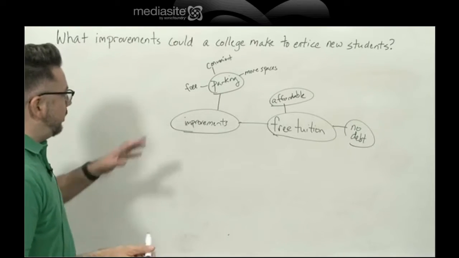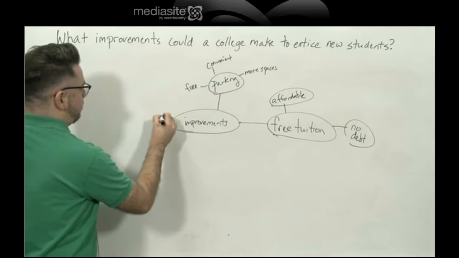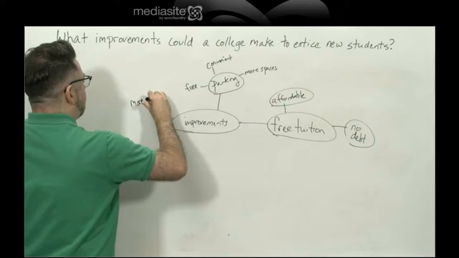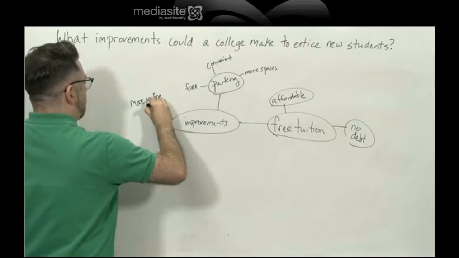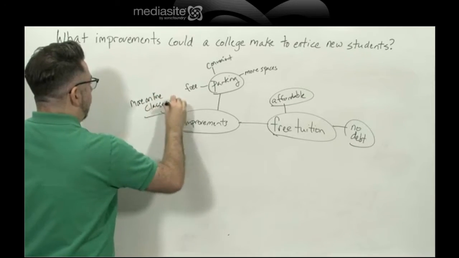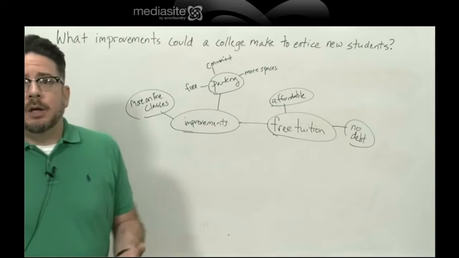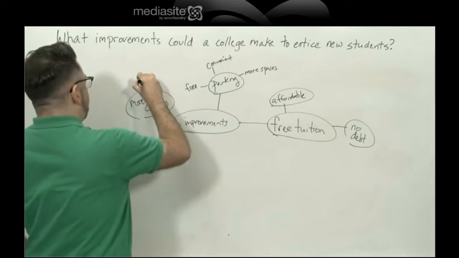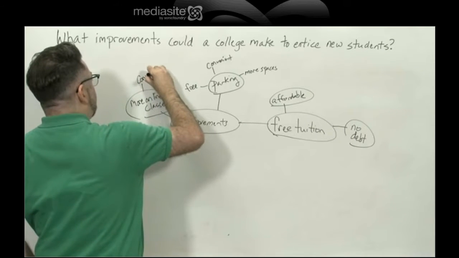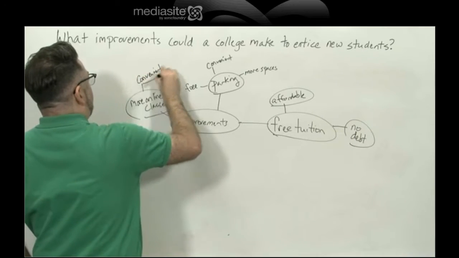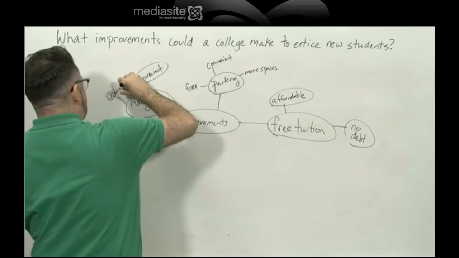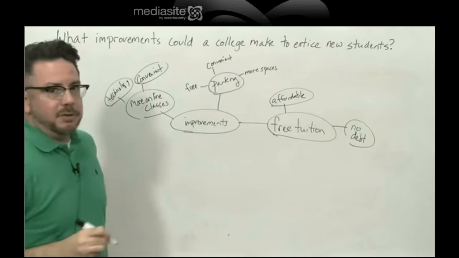So what are some other improvements we could make? Well, what about more online classes? More and more classes seem to be moving online. Why do you think students like online classes? Well, they're convenient. They use technology, and students really like to use the latest technology whenever they can.